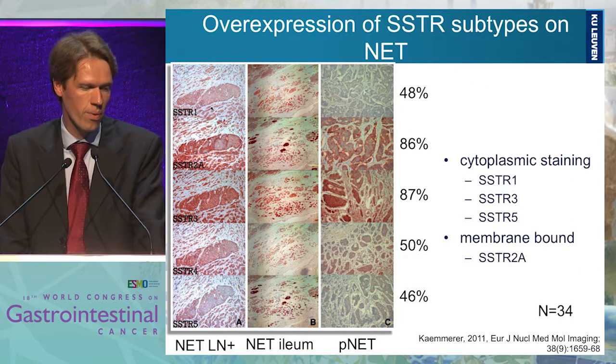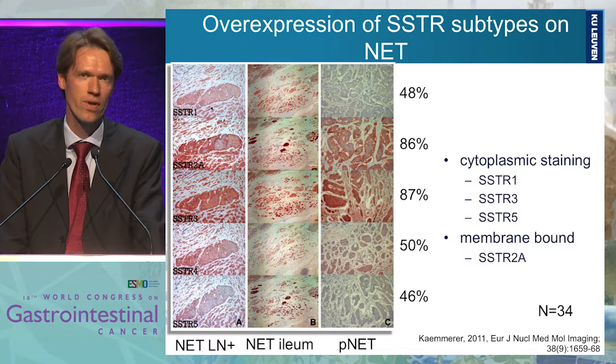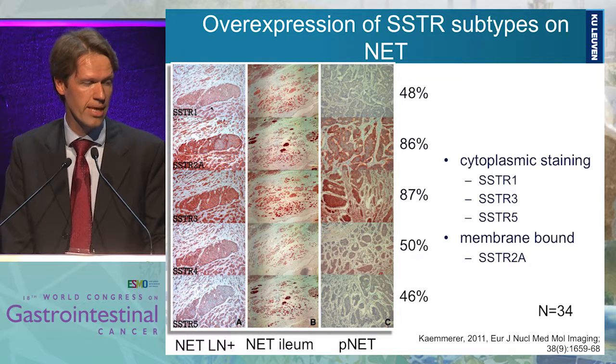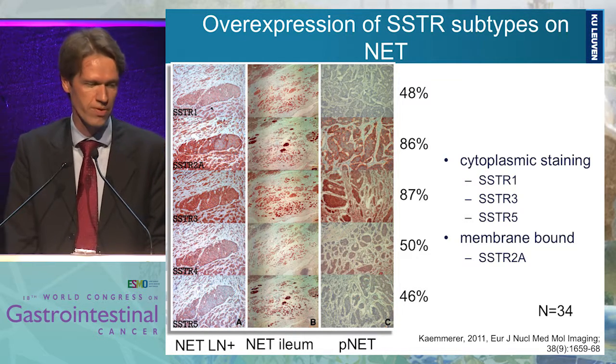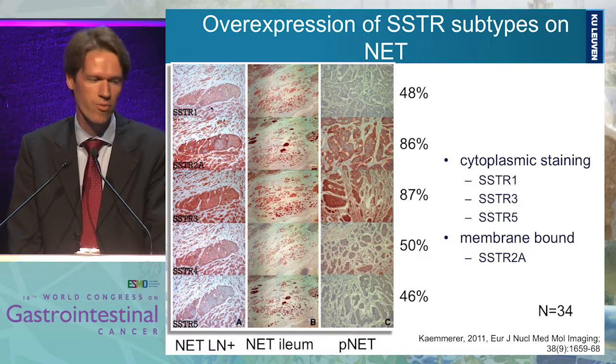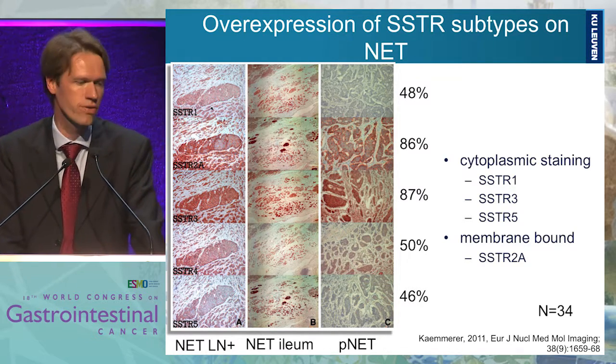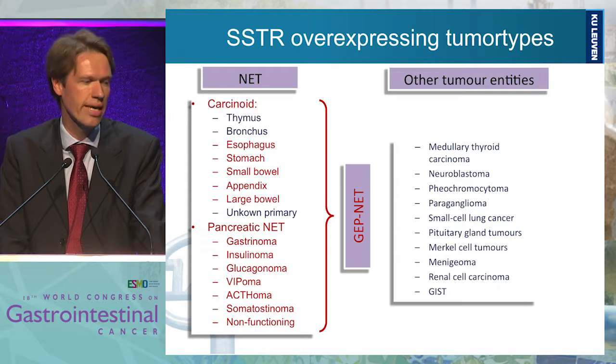This is a data set of 34 neuroendocrine tumor patients, and we see stainings for the different somatostatin receptor subtypes. And you can see that it's mainly 2A and 3 which are positive in more than 85% of patients. And 2A is also membrane bound, so making it an ideal target for radiopharmaceutical detection.